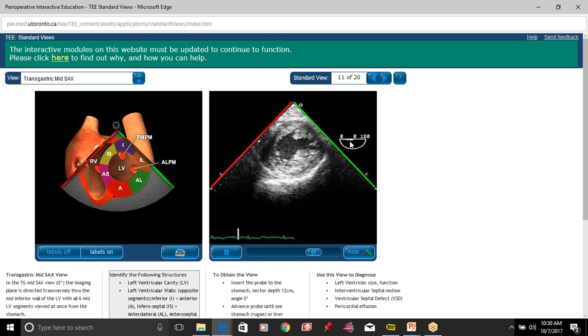If you want to see this thing on the side, it's a transesophageal view. This is going to be your anterior wall. And it's going to be your inferior wall, lateral, septum. So this is your anterior lateral papillary muscle, the posterior medial papillary muscle. Okay.